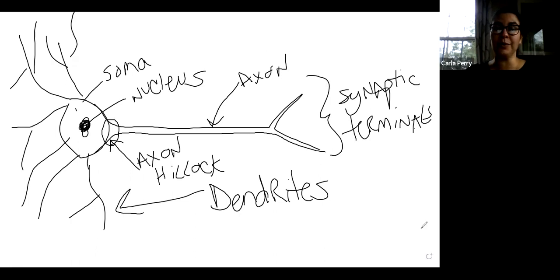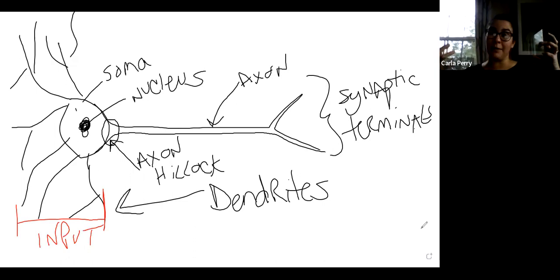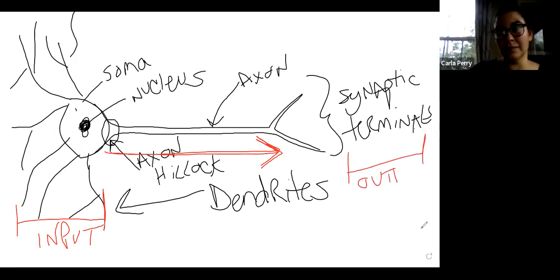If you were to think about the neuron as like a wire, you would think of this region here, the dendrites, as the input zone, or the receiving part of the neuron. And then information flows this way. So the synaptic terminals would be our output area. So I hope that makes sense.